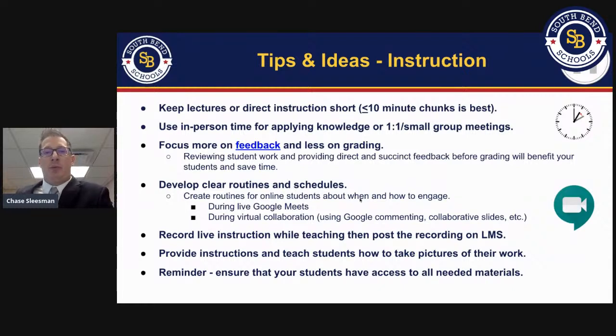General guidelines to help with your instruction is just kind of keep things to about 10 minutes on your instruction time. That's just going to be best and help you manage things a little bit easier.